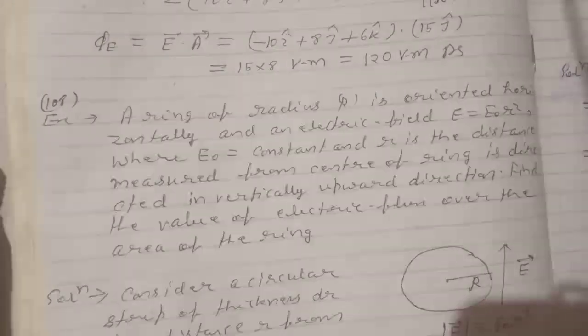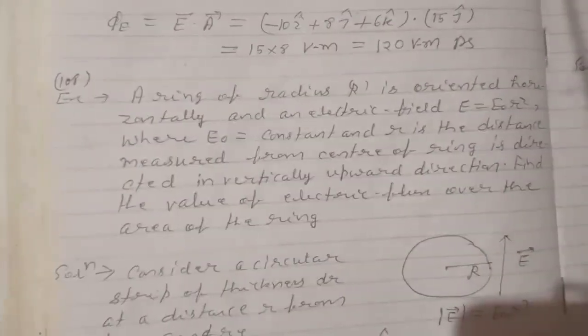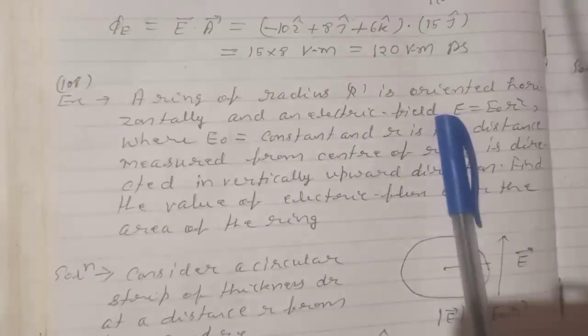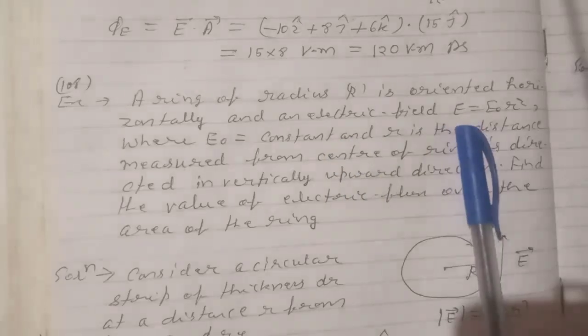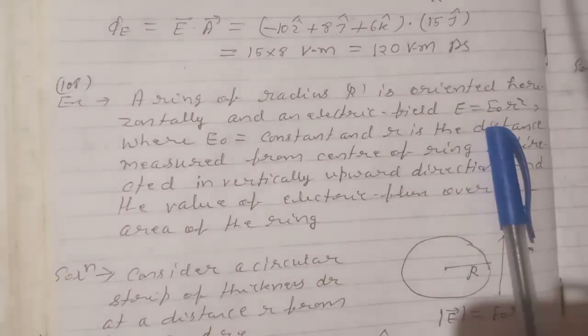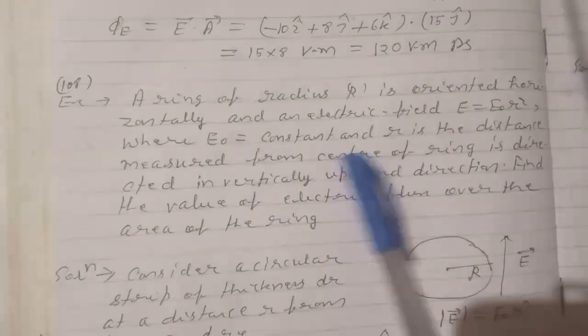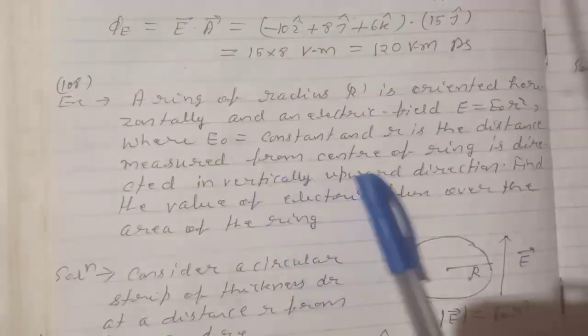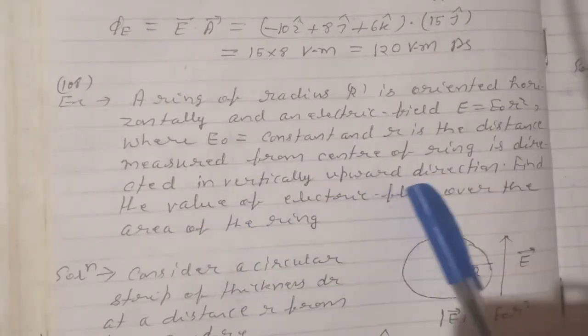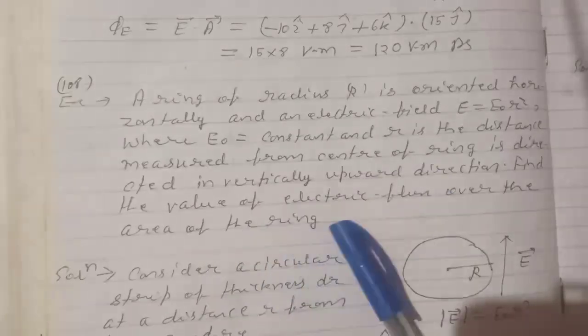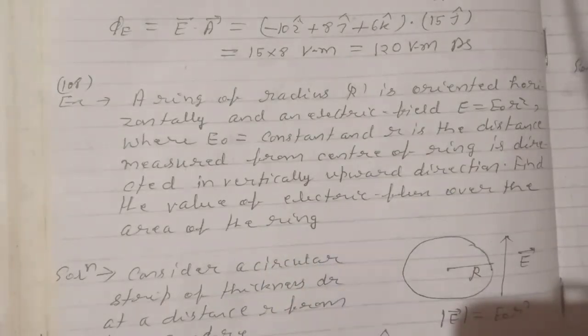Next, a ring of radius R is oriented horizontally, and an electric field E vector equals E naught r square, where E naught is a constant and r is the distance measured from the center of the ring, is directed in the vertically upward direction. Find the value of electric flux over the area of the ring.